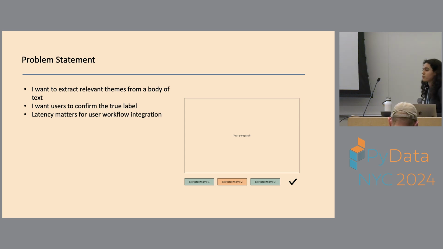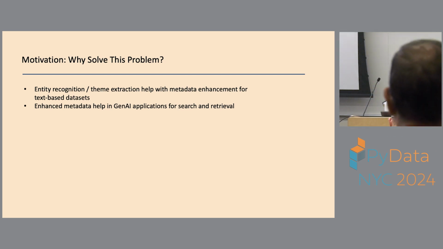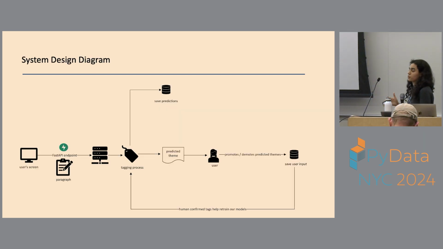Some motivation before we spend 40 minutes talking about this topic. In generative AI applications, enhancing metadata of a text with entity extraction or with theme extraction is going to help you with retrieval and search capabilities. And so this, and the fact that we're capturing the true label for the themes for this body of text, is going to help us with future applications of GenAI on this corpus of data when it comes to retrieval and search.